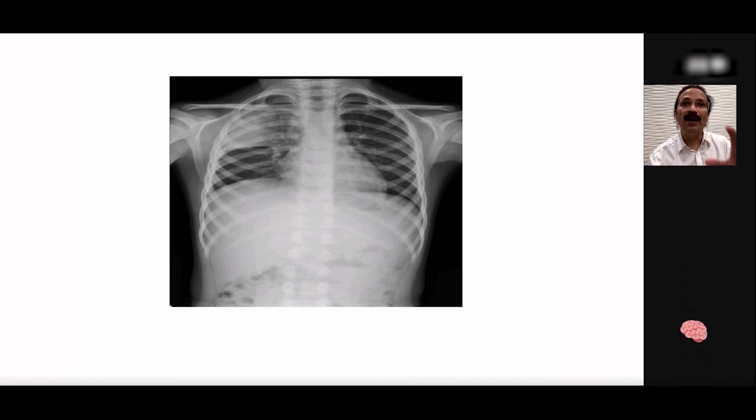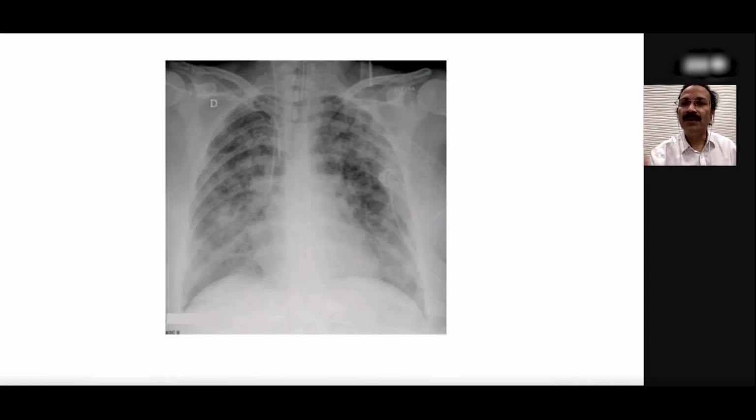This is a lobar pneumonia. So anatomically, we can say lobar pneumonia when only one lobe is affected; the second is multilobar pneumonia; or third is the bronchopneumonia, where there are diffuse infiltrates throughout the lungs. All right, but this is a lobar pneumonia.